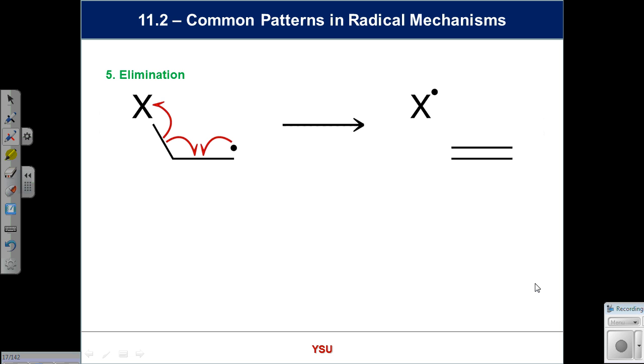Somebody will ask this question at some point about the difference between adding bromine in the presence of light and heat, or adding bromine to an alkene, as we just did in chapter 9. We've got to be careful here because some of these processes will be reversible.